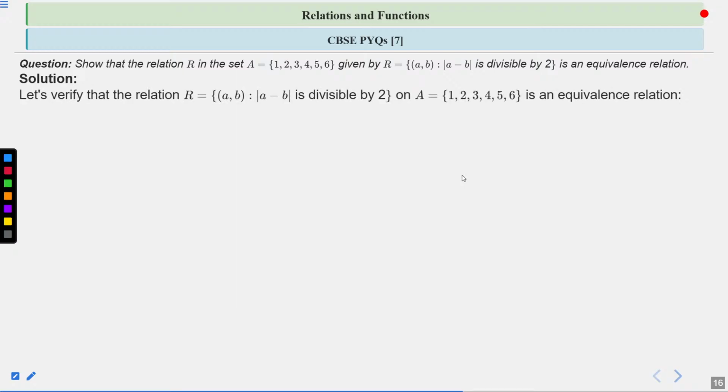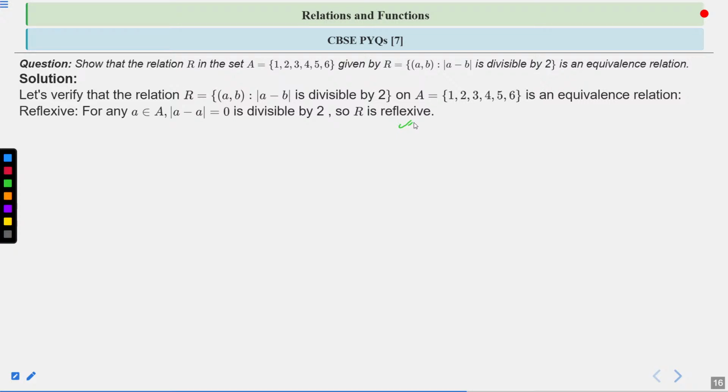So let's verify that the relation R = {(a, b) : |a - b| is divisible by 2} on A, which was {1, 2, 3, 4, 5, 6}, is an equivalence relation. For reflexivity, for any a belonging to A, (a, a) must lie in the relation R. The absolute value of a minus a is basically 0, and we know that 0 is divisible by 2. So R is reflexive. Clear? So we can say that R is a reflexive relation.